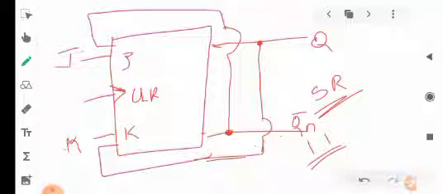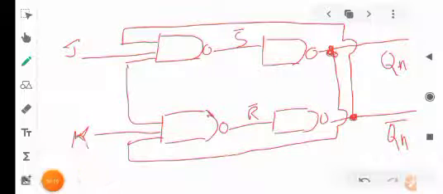But what happens for the SR flip-flop when you give S equal to 1 and R equal to 1? The Q and the Qn complement will both be equal to 0, and otherwise it will be 0 and 1. So in order to avoid this, we go for the JK flip-flop. Next, we go for the diagram of the JK flip-flop, and after writing down the diagram, we see the working of the JK flip-flop.